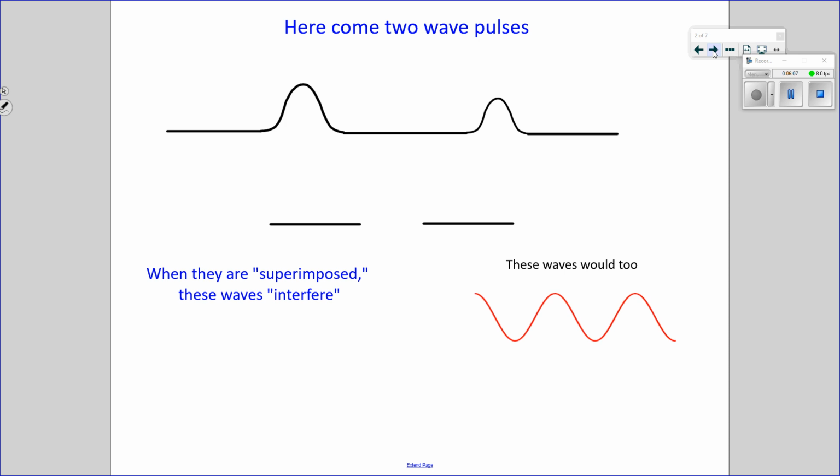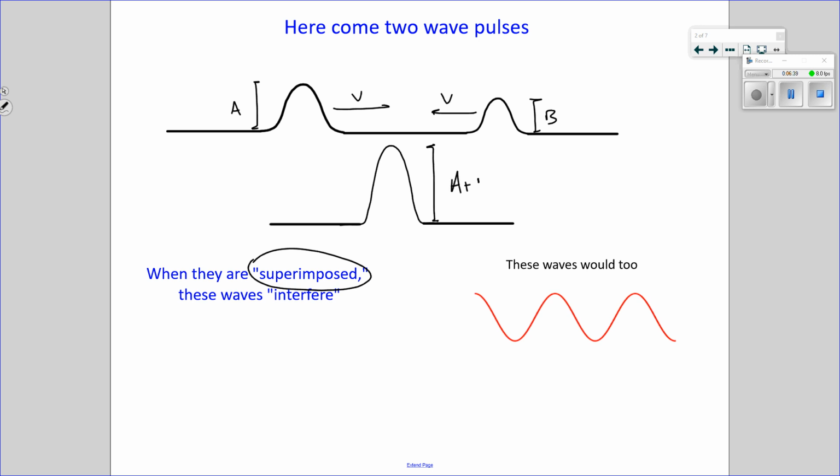Now, here's a different phenomenon. Here come two wave pulses coming toward each other, this one this way and this one that way. We'll say this one has an amplitude A, and this one has an amplitude B. When they are superimposed, which means at the same place at the same time, these things interfere. When they interfere, you end up getting an amplitude that's bigger, simply the sum of those two amplitudes. They interfere constructively.